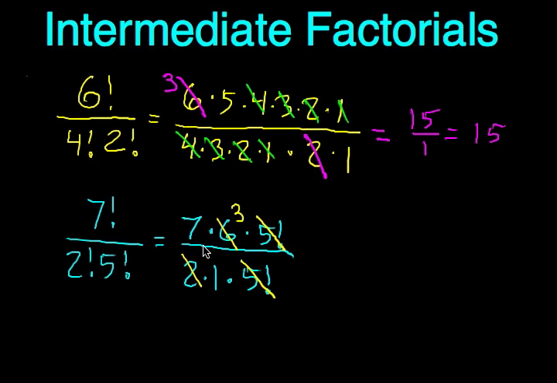6 is 2 times 3. We're canceling 2 out of numerator and denominator. This 1 doesn't serve any purpose. So our numerator is 7 times 3, or 21. So that just shows you a couple intermediate examples. We'll try one more. What if you were given a problem that looks like this?